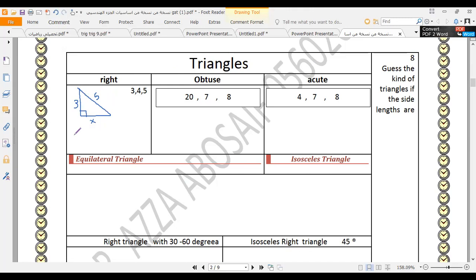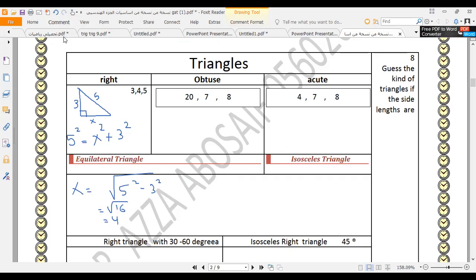You have to use Pythagorean, which is 5 squared. I have to square the hypotenuse and equal the sum of squares of the other sides. So it will be 5 squared equals x squared plus 3 squared. If you use this formula, you can find the value of x. So x equals the square root of 5 squared minus 3 squared, which is 25 minus 9, so 16 under the root. So the side x will be 4 units. This is how I can find any missing side in a right triangle using Pythagorean.